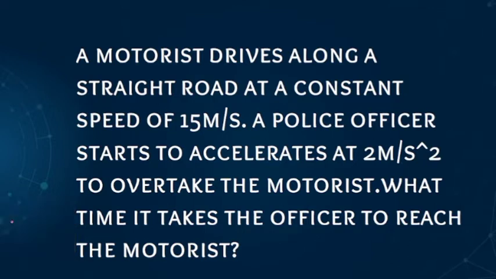So what we have to know here is that the motorist has a constant speed of 15 meters per second. So we can see from this that the motorist's motion is uniform motion. As for the police officer, it says it starts to accelerate at 2 meters per second square. So it's an accelerated motion, and we don't have an initial velocity here, so we assume it to be zero because it just says start, and we just have an acceleration of 2 meters per second square. So the question here is, to overtake the motorist, what time it takes the officer to reach the motorist.